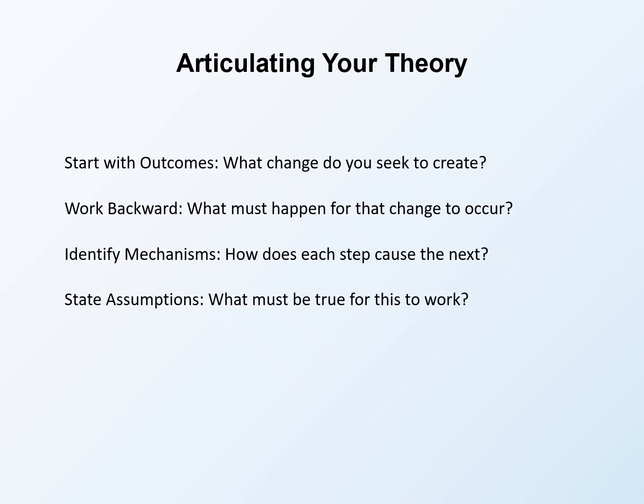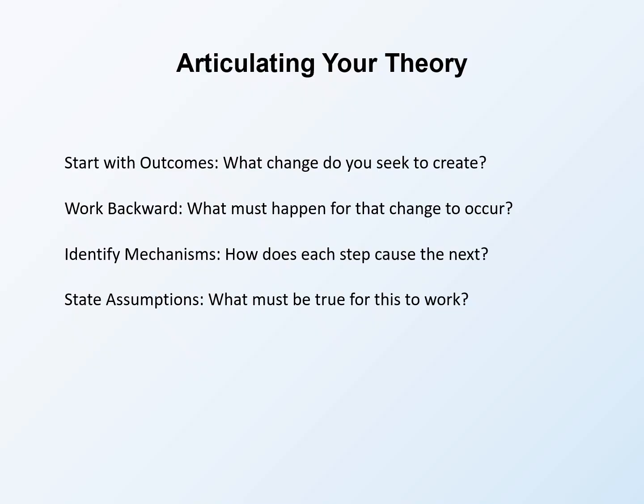Articulating your theory of change follows a logical process. Start with outcomes by identifying what change you seek to create. What is the ultimate improvement you want to see in participants' lives? Begin with the end in mind. Work backward by asking what must happen for that change to occur. What intermediate changes are necessary? What must participants do, learn, or experience before the ultimate outcome can happen?